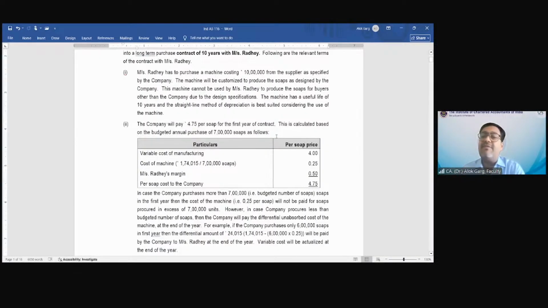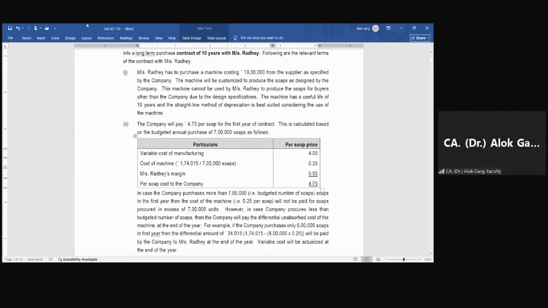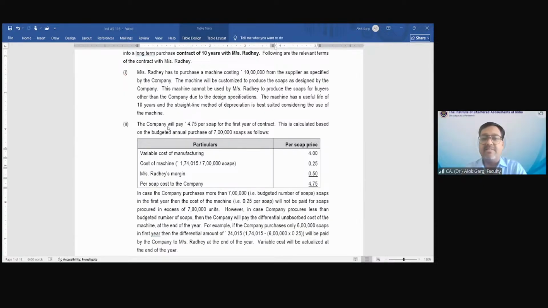और ये जो फील फ्रेश है, ये 4.75 रुपीस पर यूनिट देगी। और ये पर यूनिट कैसे आया? बजटेड एनुअल परचेज ऑफ 7 लाख पे आया, राइट। वेरिएबल कॉस्ट 4 रुपी है, जो मशीन की कॉस्ट है, राइट। सो मशीन की कॉस्ट 1,74,015 डिवाइडेड बाय 7 लाख सोप्स, वो 25 पैसा आई। राधे का मार्जिन 50 पैसा है, एंड टोटल कॉस्ट to the company is 4 rupee 75 paisa, means Feel Fresh.